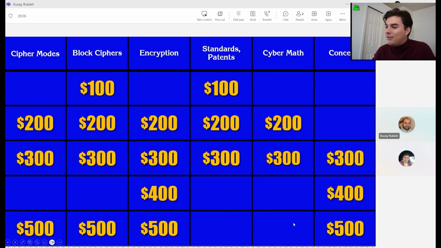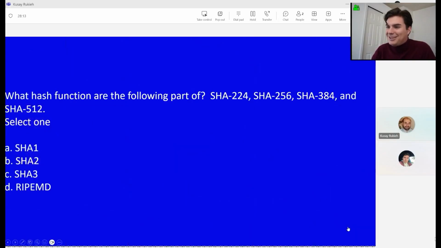Let's go with concepts for $500. Which one? I'm sorry. $500 for concepts. That should be an easy one. Okay. What hash functions are part of SHA-224, 256, 384, and 512?